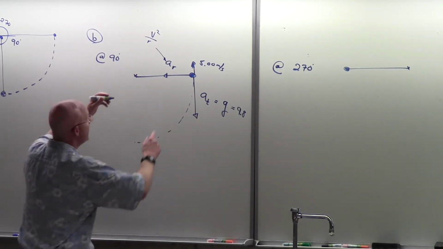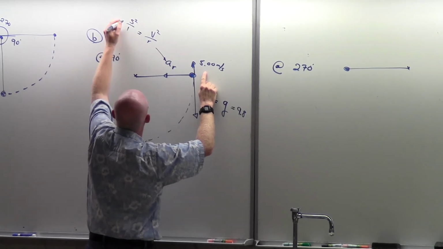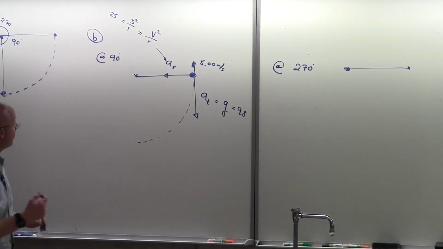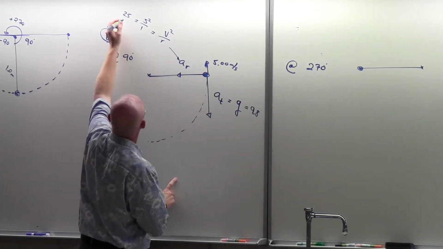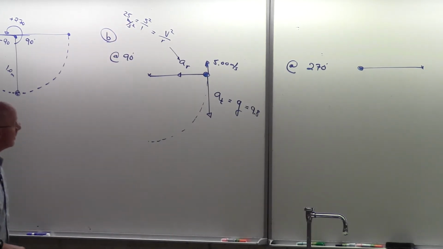And they gave me the v as 5, so I'll square it. They gave me the r as 1, so that makes the 25. And if I put in my units here, this is meters per second squared. So I have the radial and the tangential part.